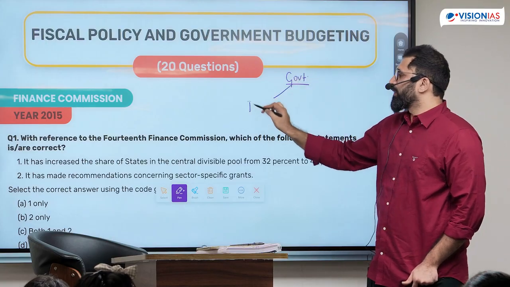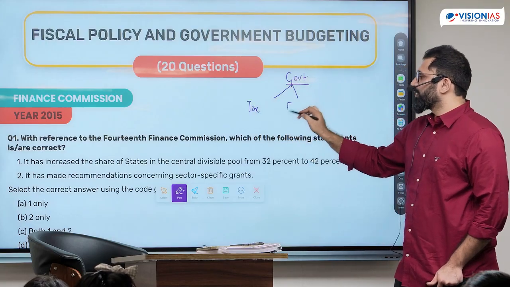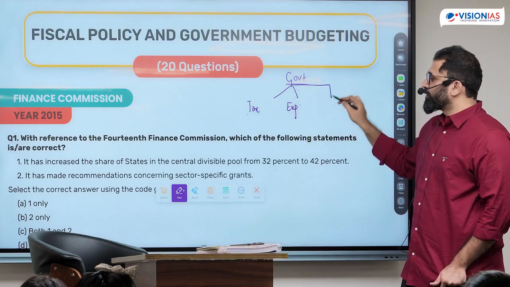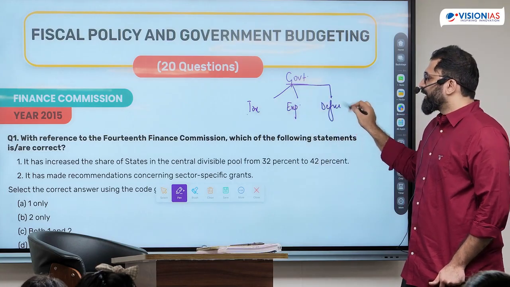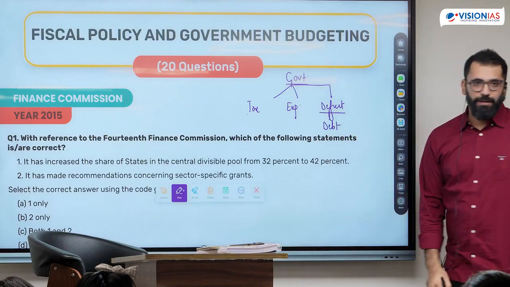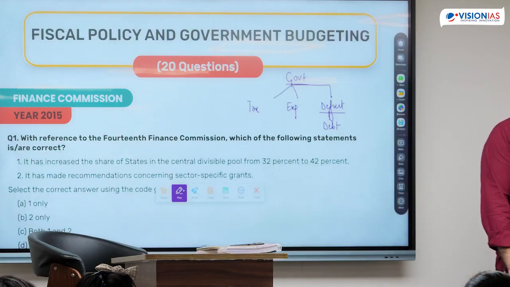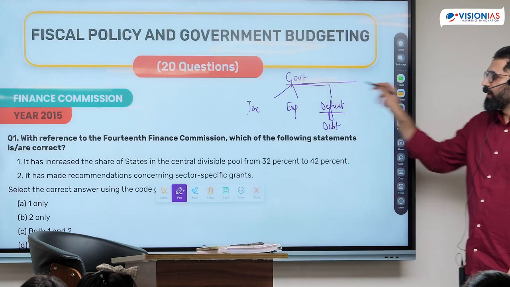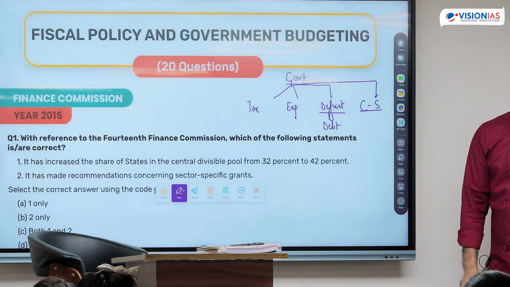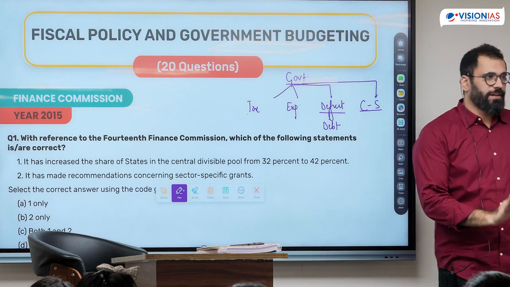Government policy of tax, government policy of expenditure, and if there is a mismatch between the two, then you have to take a deficit, and if the deficit combines, it becomes a deficit of multiple years combined to form a debt. And also we have the relation between center and state. These are the 4 dimensions where they have asked questions.